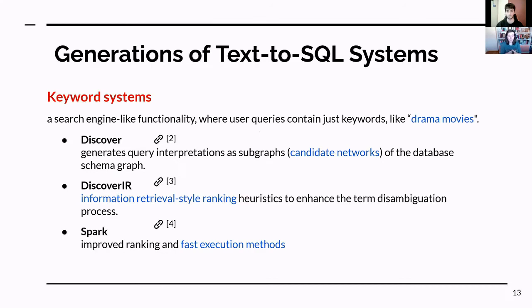And now here we distinguish three prominent early systems. Discover, which essentially introduced the idea of generating query interpretations as subgraphs over the database schema graph. Then we have Discover IR that introduced the idea of using information retrieval style ranking for query disambiguation, and Spark that introduced fast execution methods.